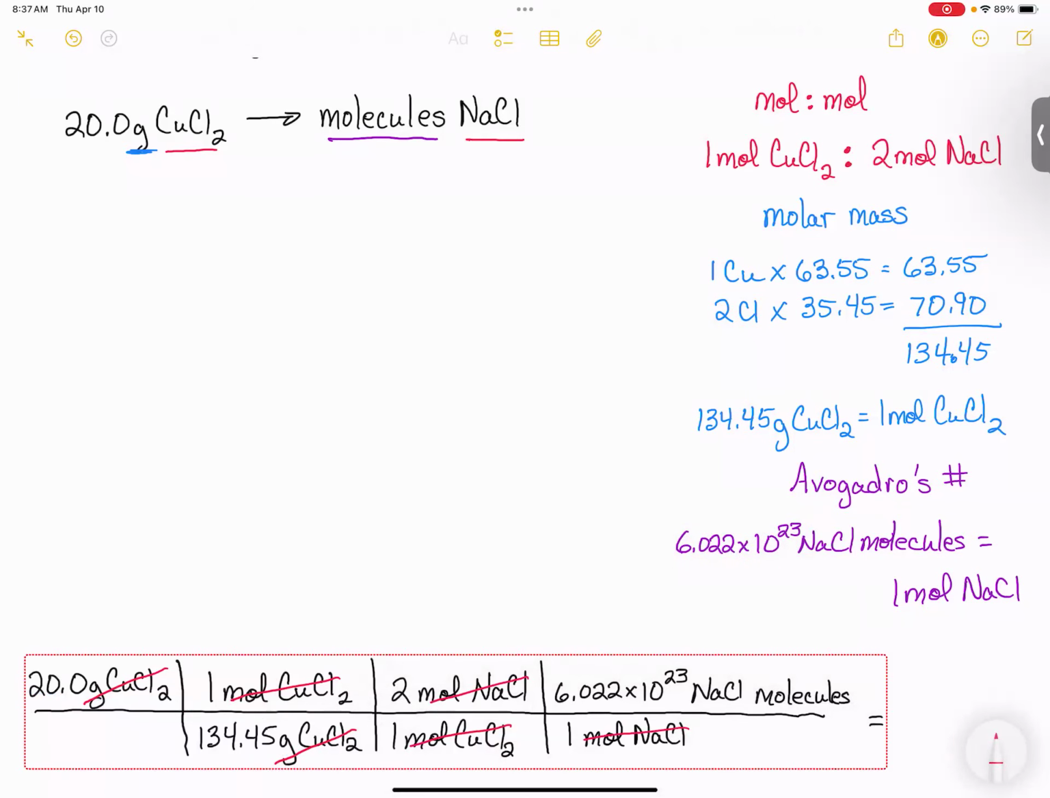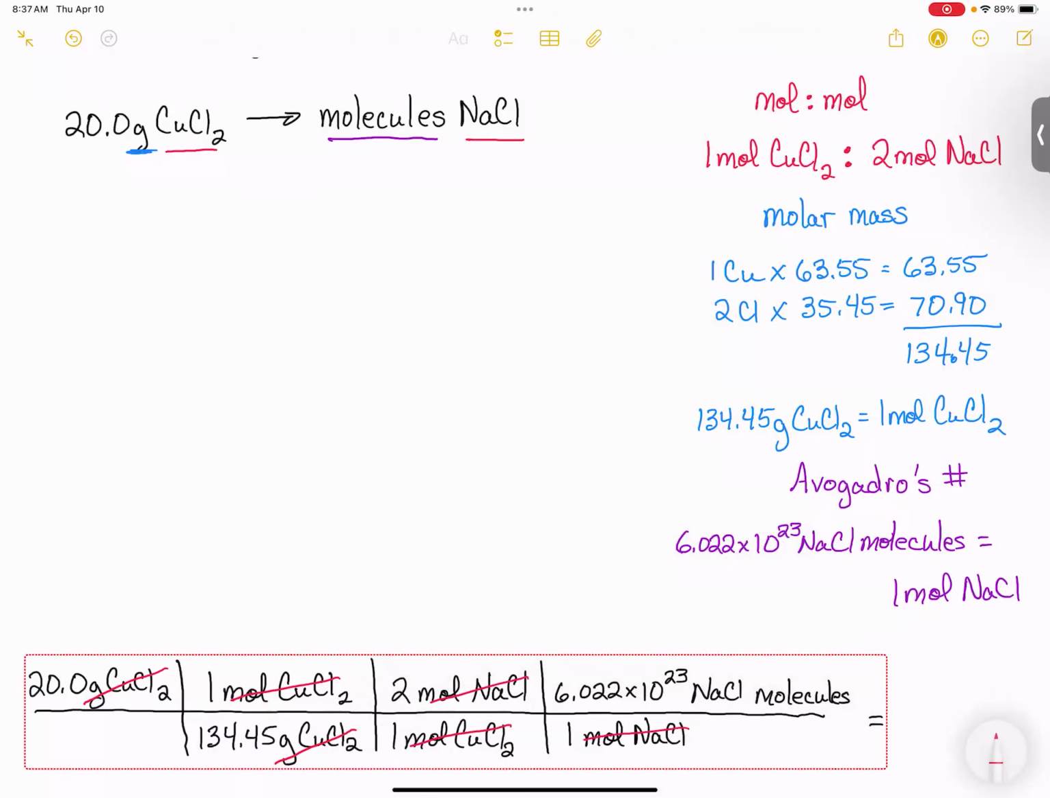Now I'm ready to key this into the calculator because I have achieved what it was asking for, which was molecules of NaCl. And when I key this into the calculator, the answer that I get is 1.7916 times 10 to the 23rd NaCl molecules.